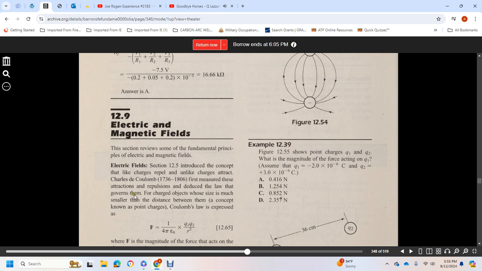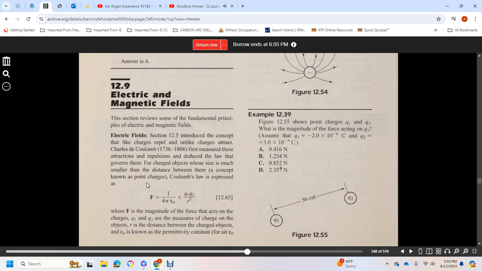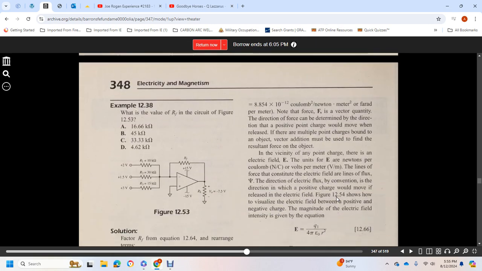He stated the law that governs the charged objects when their size is much smaller than the distance between them, a concept known as the point charge. Coulomb expressed this as the magnitude of the force acting on the objects equal to 1 over 4 pi times the permittivity constant, times Q1 and Q2, the charges of the objects, over the distance between the charged objects squared. The permittivity constant is 8.854 times 10 to the minus 12 coulombs squared per newton meter squared, or farad per meter.